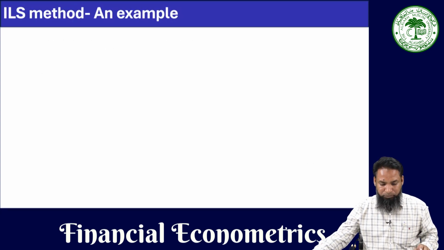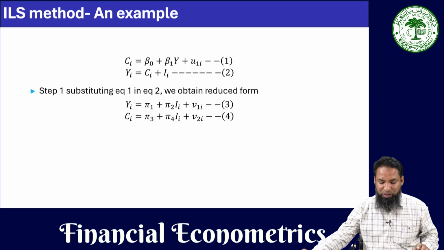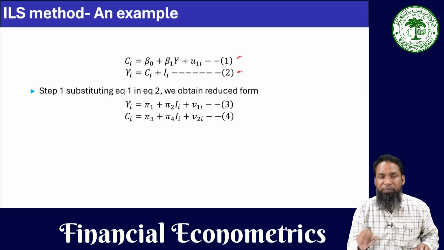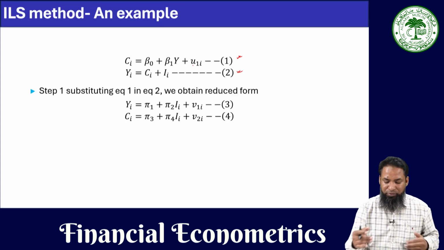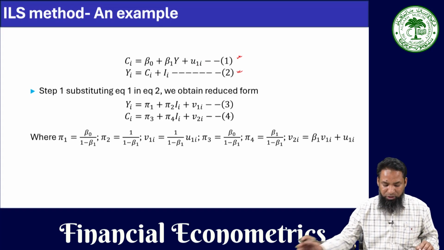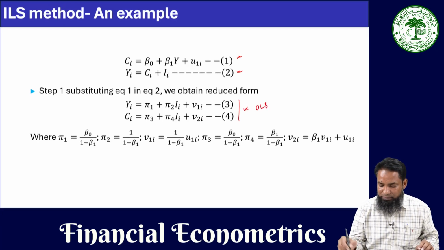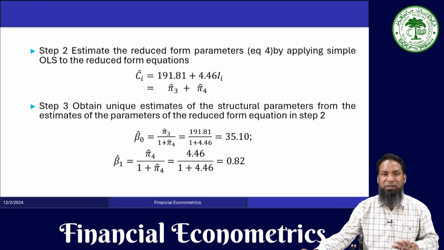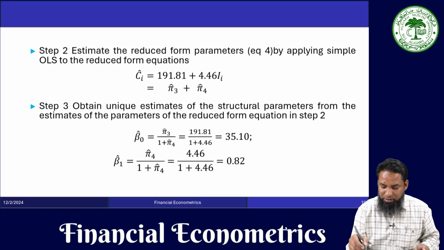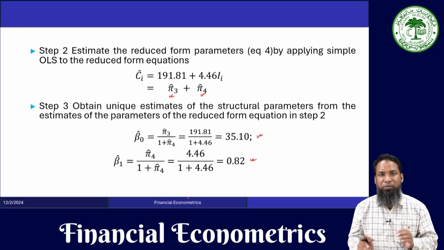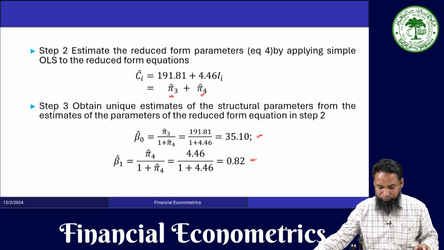For example, let us take an example here. So we have these 2 equations here. We cannot estimate this directly because of the simultaneity problem. So what we can do is get the reduced form equation here, and we estimate this using OLS. Let us say we have this scenario here. So we have estimated the pi 3 and the pi 4 parameters. Now beta 0 is pi 3 upon pi 4, which solves out to this. So this is the situation where we have used the ILS method.